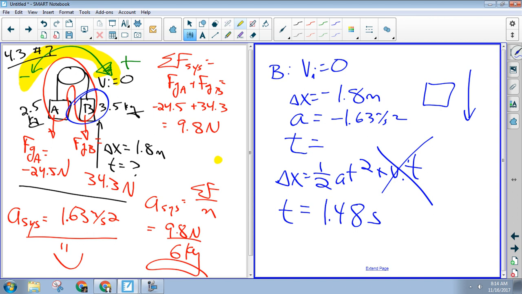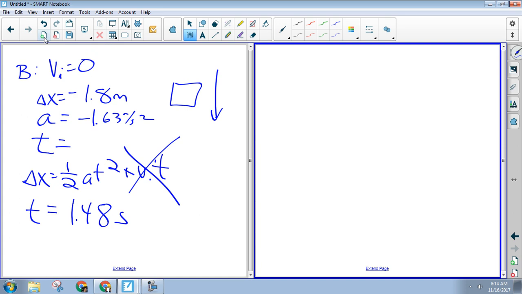Good? All right. Now, part B wants to know what's the highest height that block A reaches, right? Okay? So, I guess there's a couple things to be aware of. So, here's our original setup. Here's block A, here's block B.